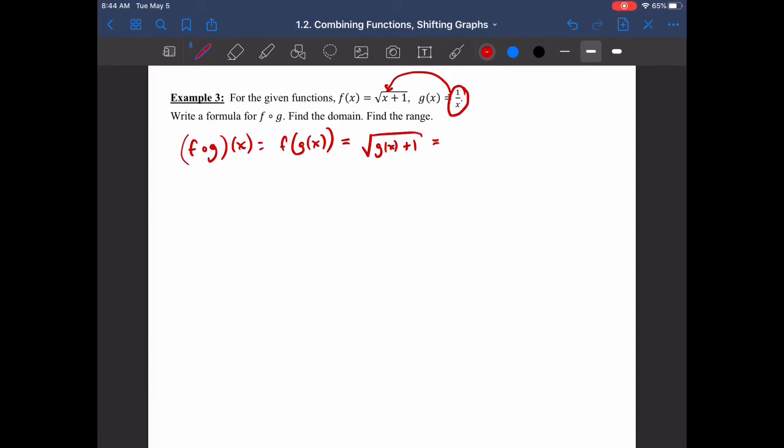And that's one way to think of it. The other way you could think of it is to say it's f of 1 over x, like that. Whichever way you prefer, either way is going to give you the same correct answer. And so this will be the square root of 1 over x plus 1. We just plug in g of x right there.